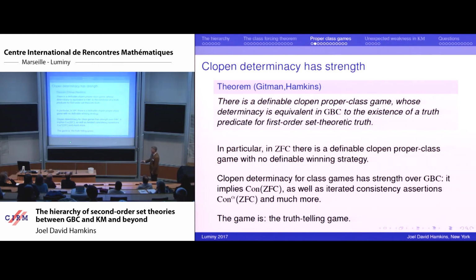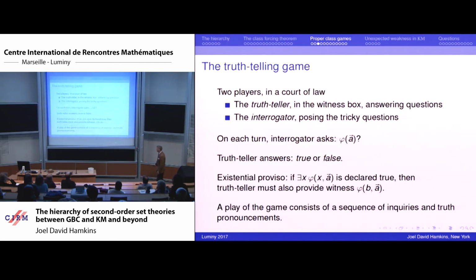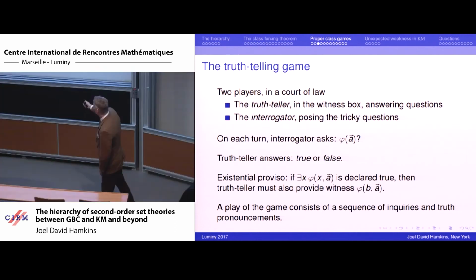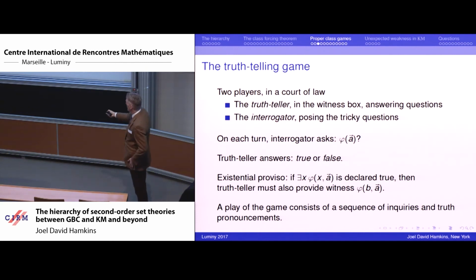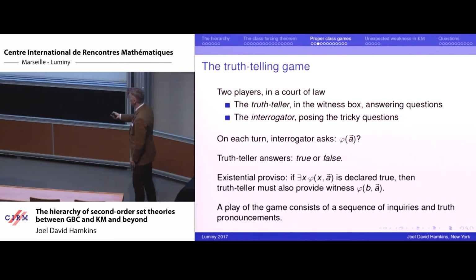Okay, so what is this game? I call it the truth-telling game. There are two players, the truth teller and the interrogator, and I imagine them in a court of law. The truth teller is sitting in the witness box answering the tricky questions posed by the opposing counsel, the interrogator. At each turn, the interrogator says, is phi of a true? And the truth teller has to say yes or no, that it's true or that it's false. And there's a proviso here that if the assertion is an existential assertion and the truth teller says that it's true, then the truth teller must also provide a witness, a b, and assert that this is also true.